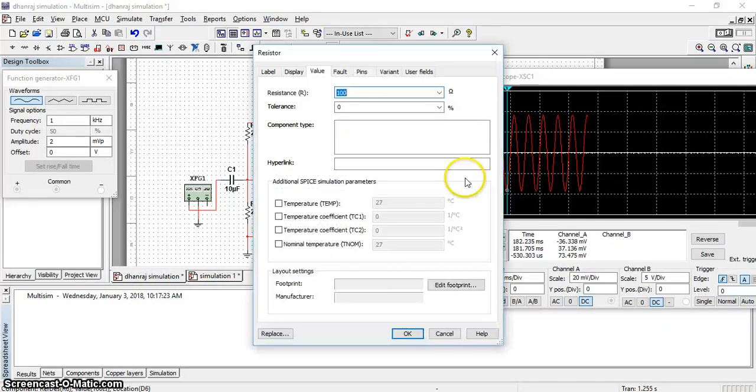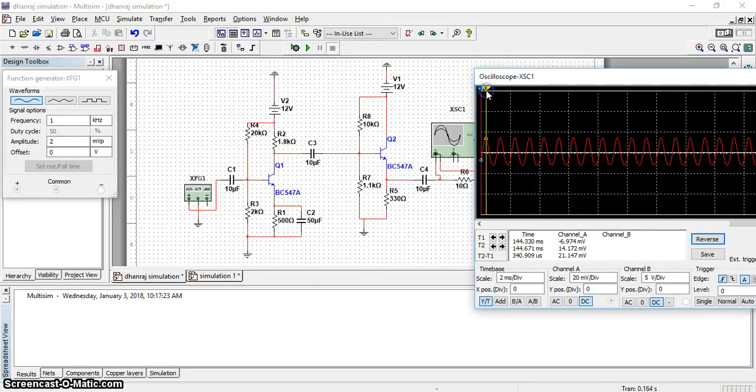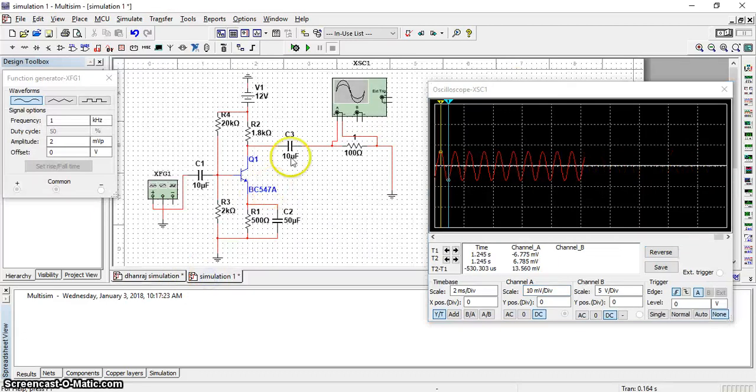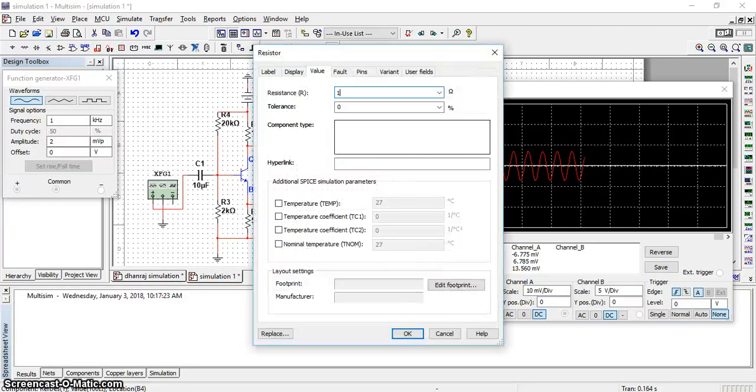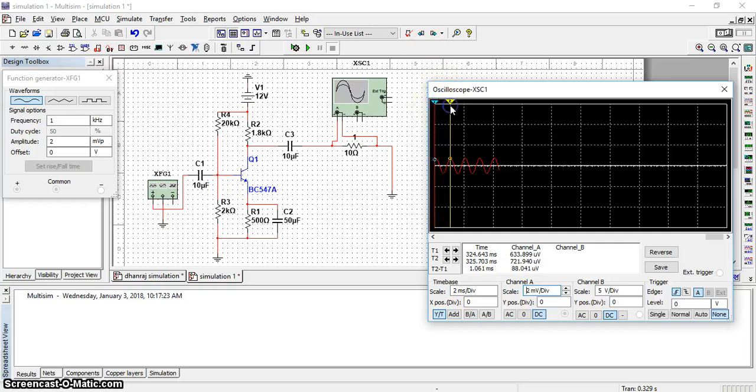At last we will check the 10 ohm resistance. In the buffer circuit we get 24 milliwatt peak to peak, and in the amplifier circuit we check the output, this is only 1.4 milliwatt as compared to 26 milliwatt.